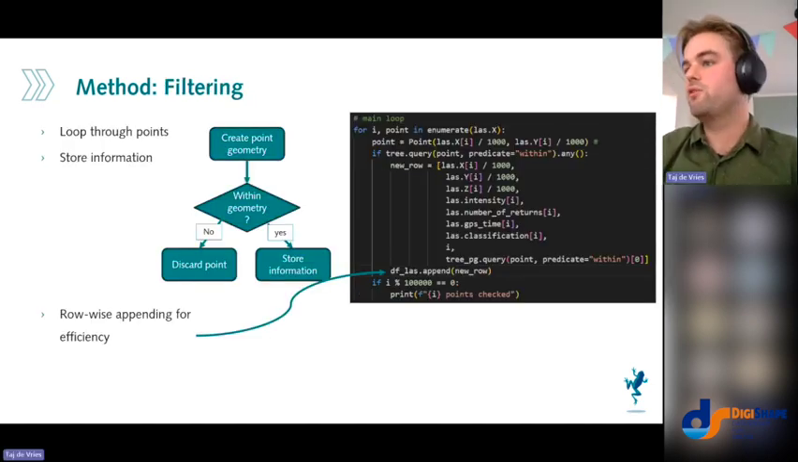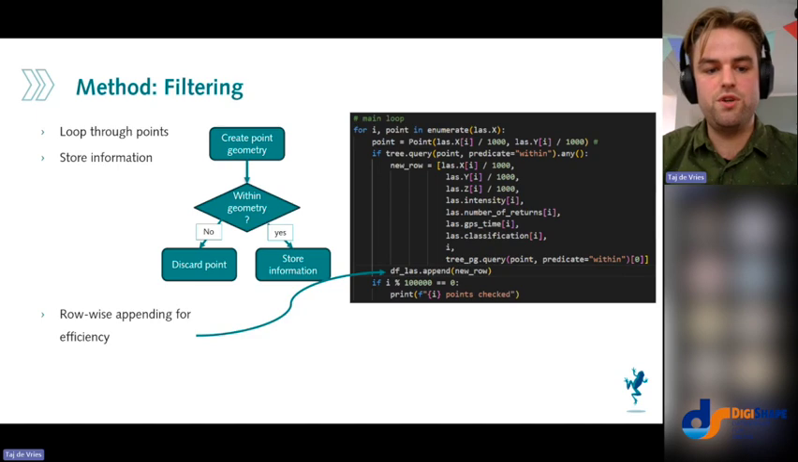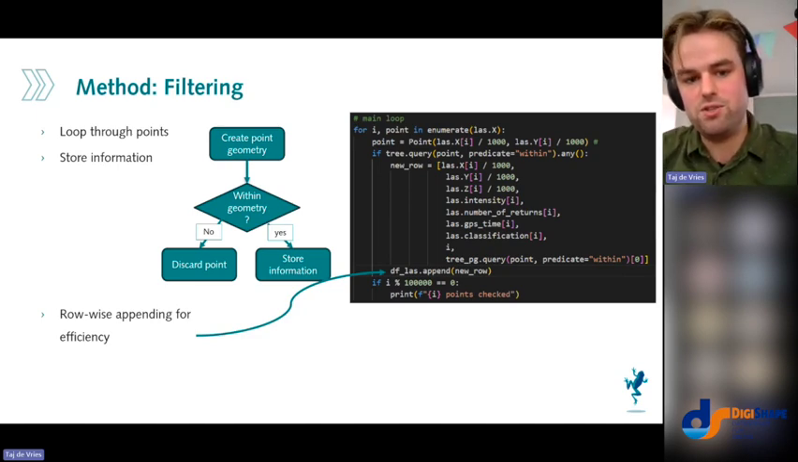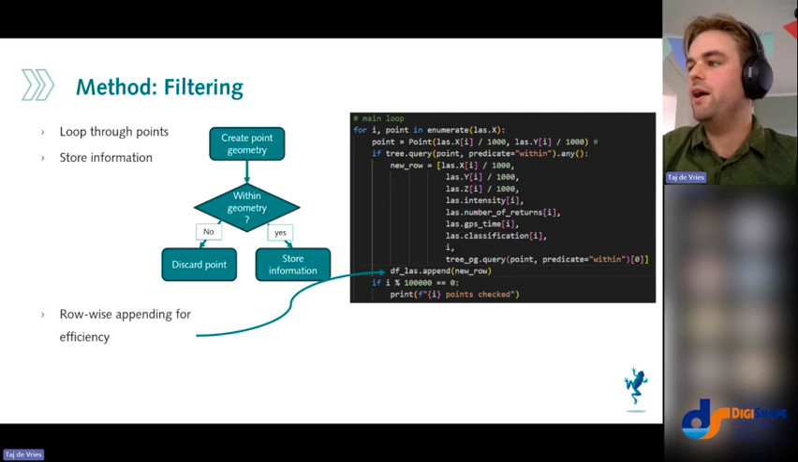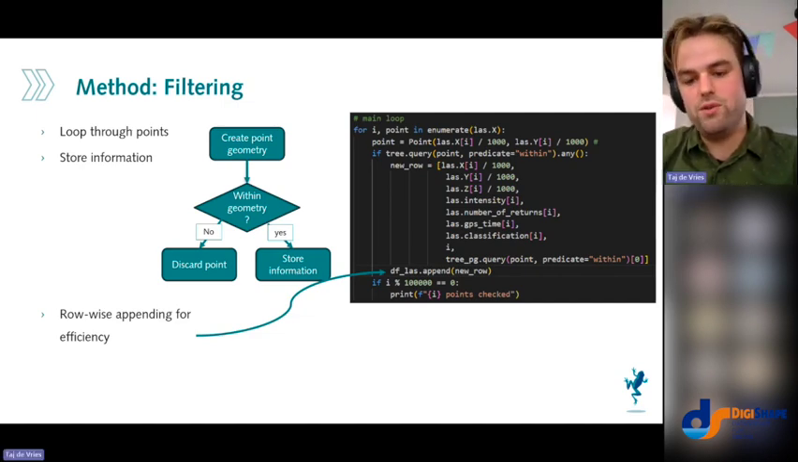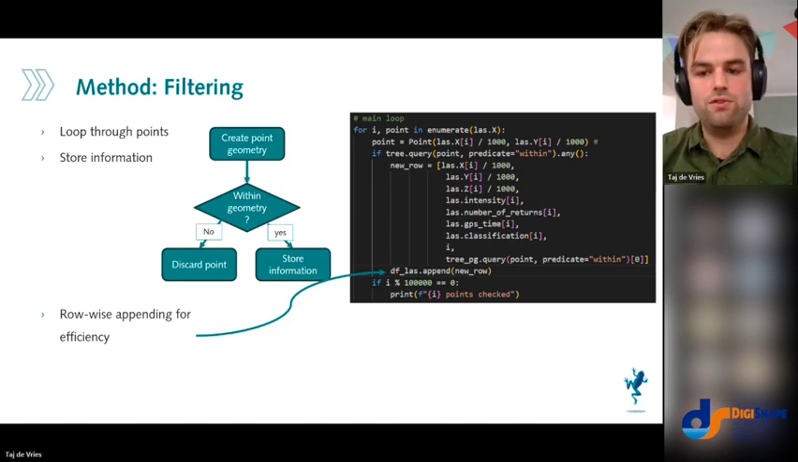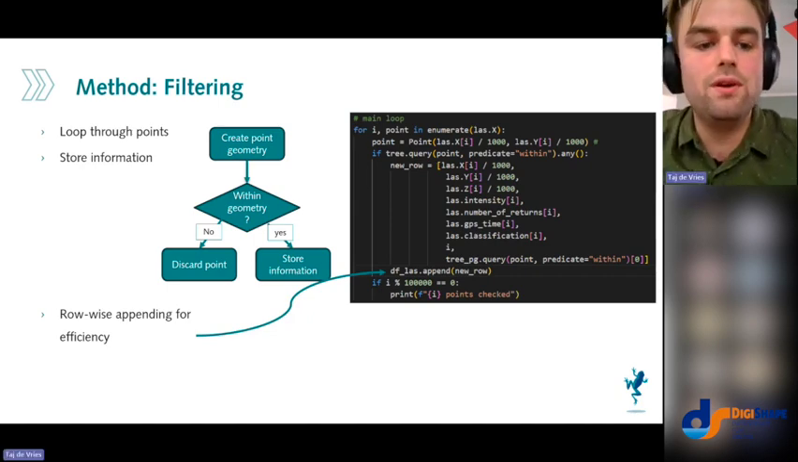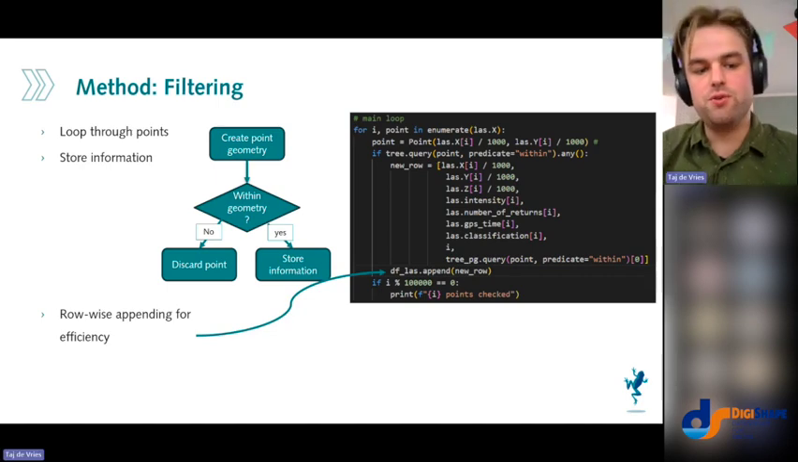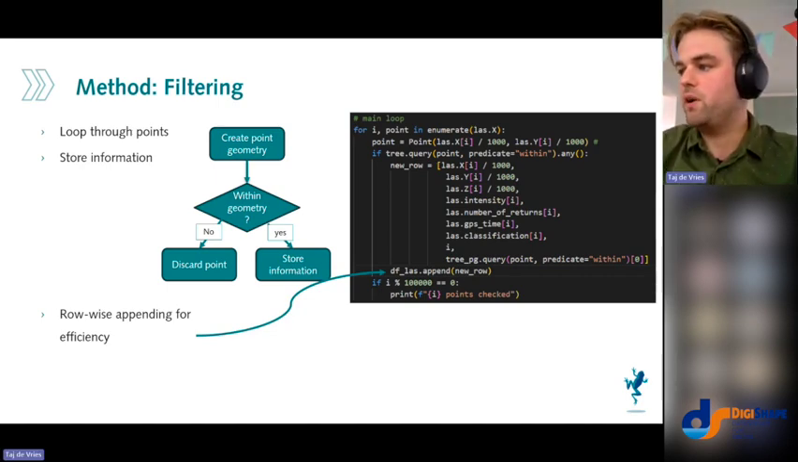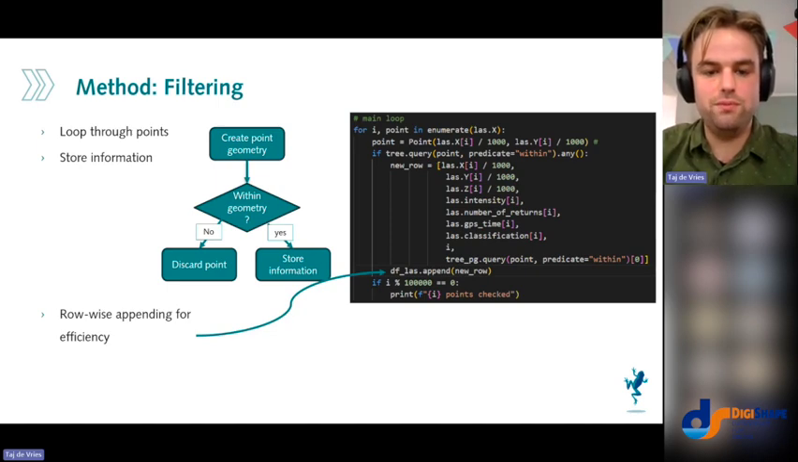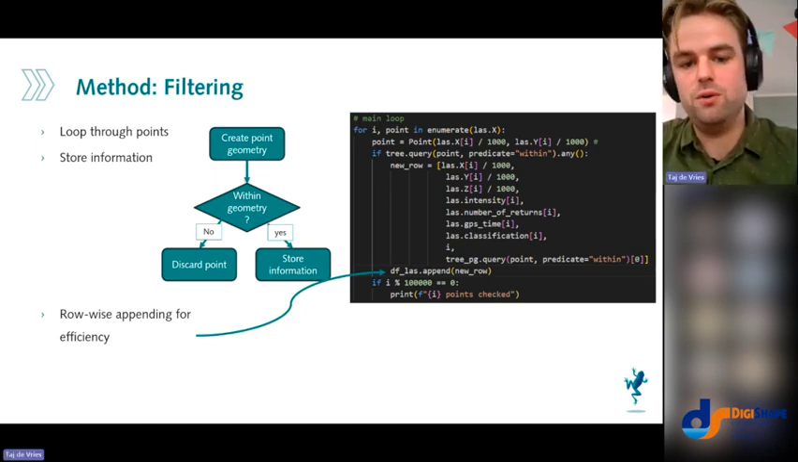Next, we use a very simple algorithm. We just loop through all the points within our LAS file and ask the script, is this point within our geometry? If no, then we discard the point. If it is, then we store the information. Also within this loop, we query the second tree, where we store the information of the fixed target level. And we also use the row-wise dependency of Python itself, because querying from pandas or NumPy is far slower.